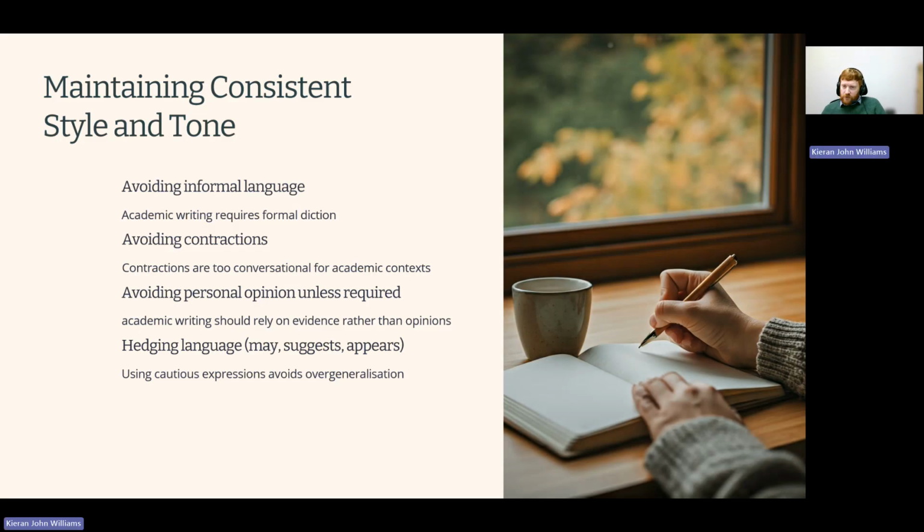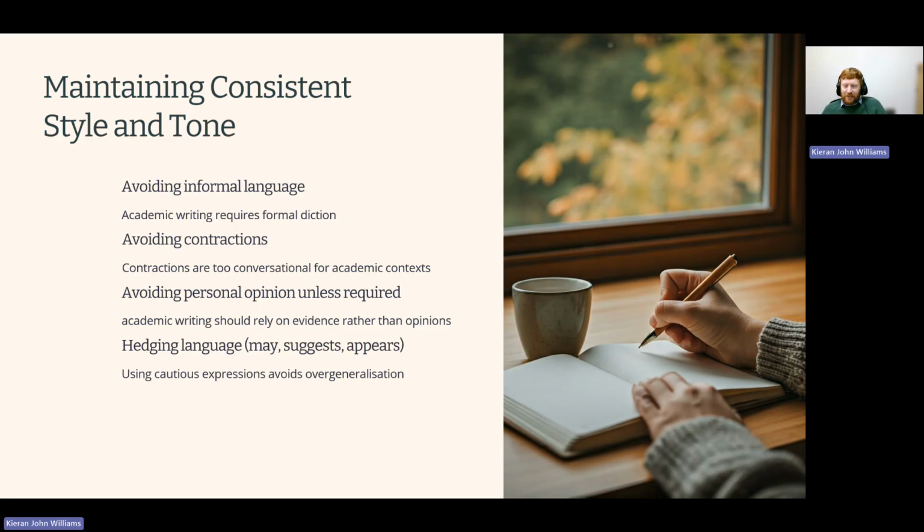Contractions, such as don't, can't, it's, or there's, are considered too conversational for most academic contexts. So make sure that you're using the full form, which are do not, cannot, it is, they are, and these help to maintain a consistently formal and objective tone.